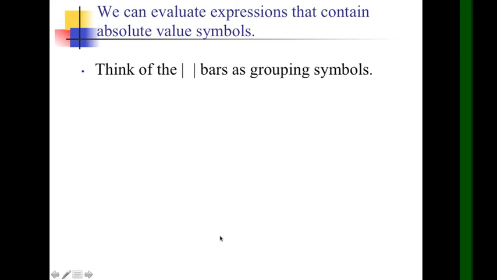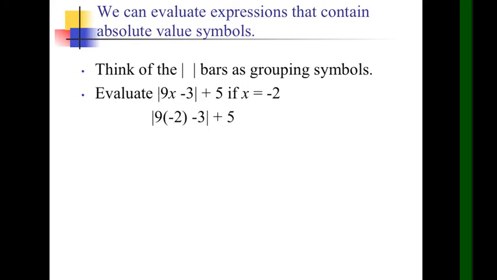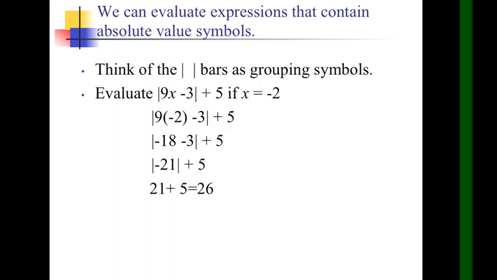Okay, think of these bars as grouping symbols. So let's say this one. How can we evaluate this one, where x is equal to negative 2? So, ang gagawin lang natin, palitan lang natin na negative 2 si x. So, 9 times negative 2 is negative 18, minus 3, plus 5. And that's equal to the absolute value of negative 21 plus 5. What is the absolute value of negative 21? Positive 21 plus 5 is equal to 26. So, nagets nyo ba to?